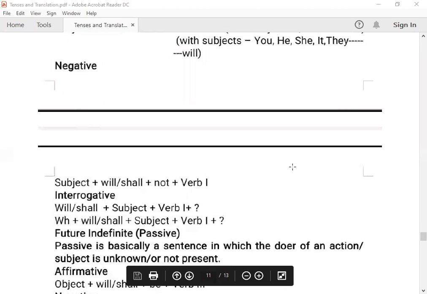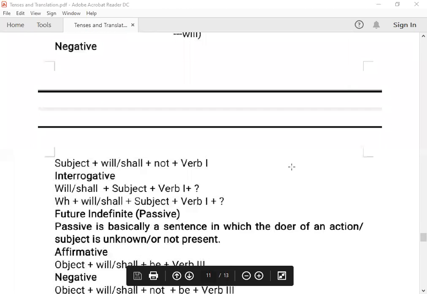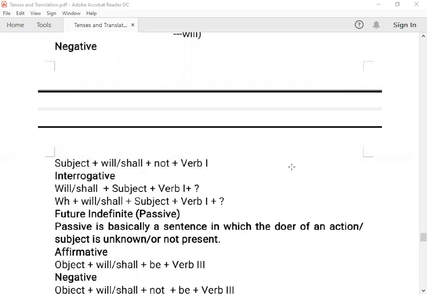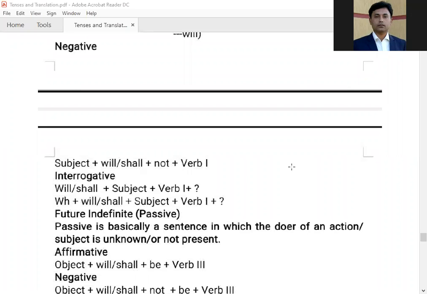Negative sentences: subject plus will or shall plus not plus the first form of the verb. Interrogative: we make an interrogative by putting will or shall at the beginning, and then we put subject plus verb first form plus a question mark. So when we want to make a question in simple future, the rule is that the modal, whichever we use, must be put at the beginning.